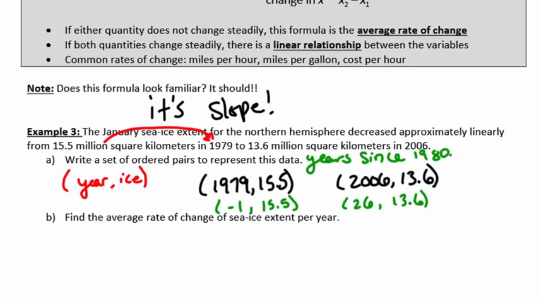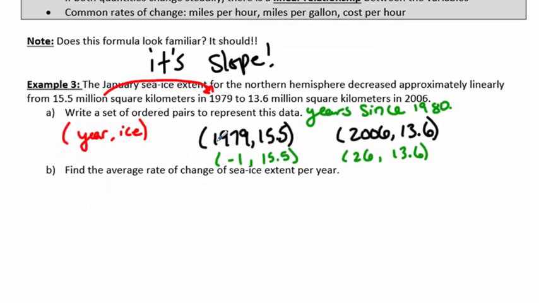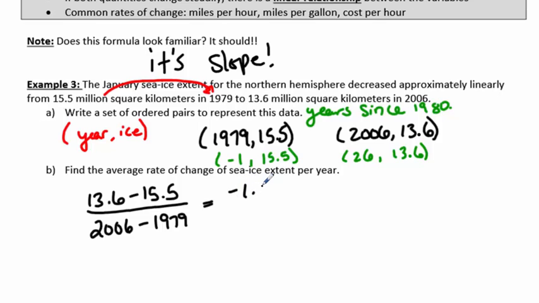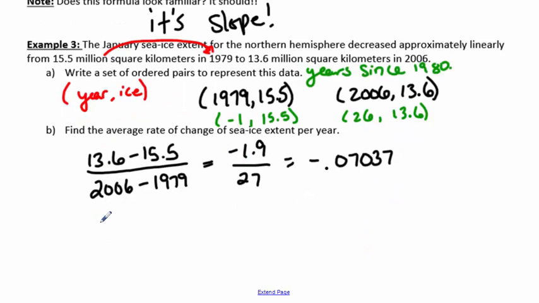So let's compute the average rate of change first with the original values, the year in there. The average rate of change is going to be 13.6 minus 15.5 divided by 2006 minus 1979. That gives us -1.9 over 27. If I divide those into a decimal, I get -0.07037 approximately.